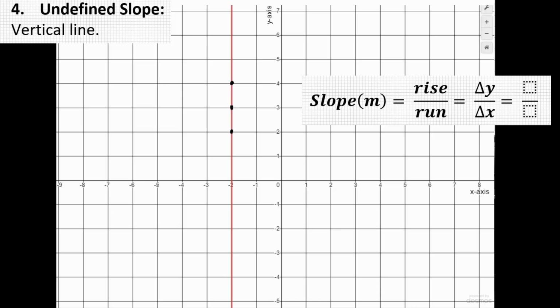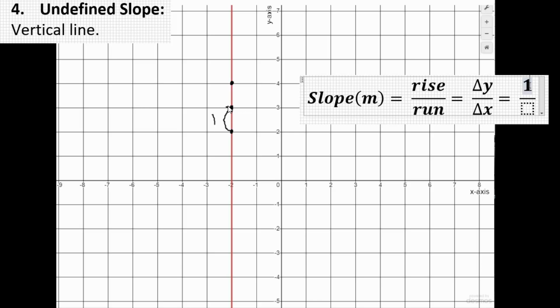As always, we're finding our slope here. This time, our change in y, if we start, I always like to think about starting with the lowest point. So if I notice, it is increasing, vertical increase. It does have a vertical increase of 1, and that happens again to the next point. So our change in y for this vertical line is going to be 1.